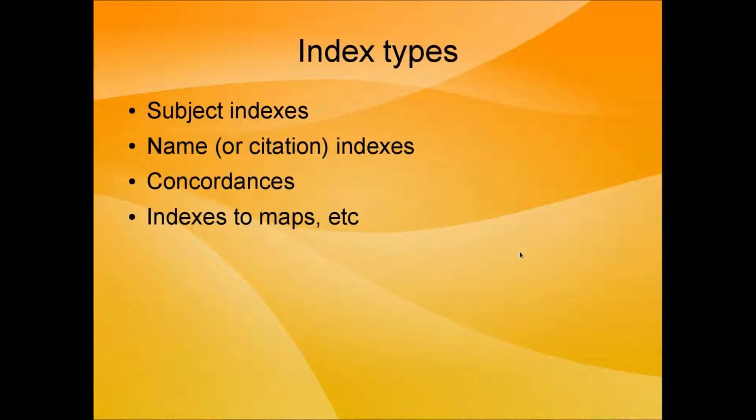Types of index, I'm going to talk about 3 of these. Subject indexes, name or citation indexes, and concordances, which are not really indexes at all, but which are often mistaken for them. But of course there can be very specific types of indexes to maps or other kinds of material, which depend very much on the job itself.